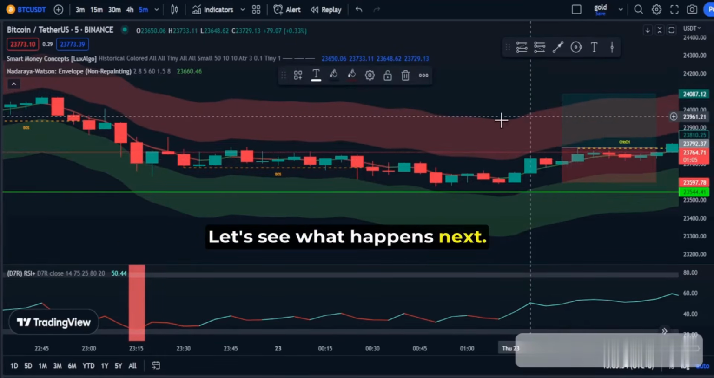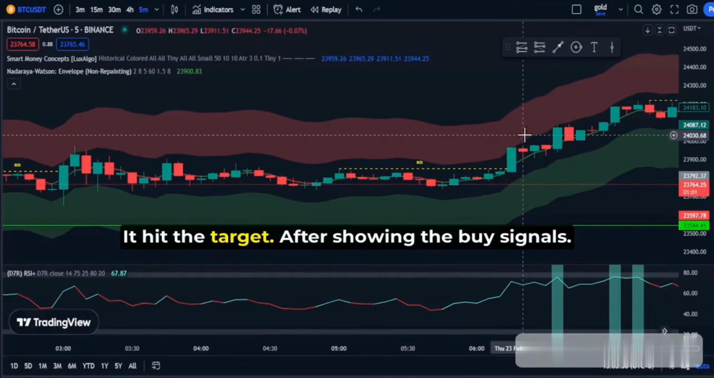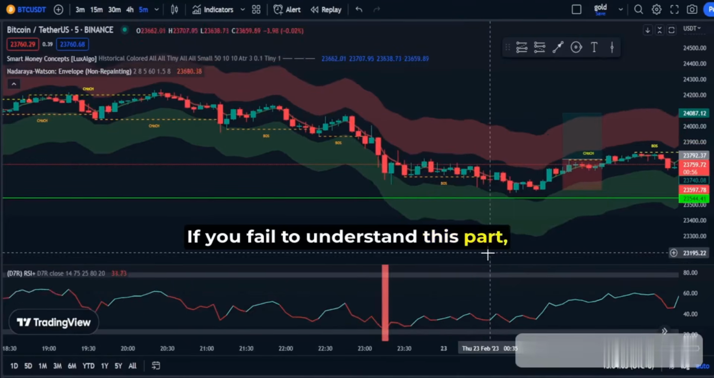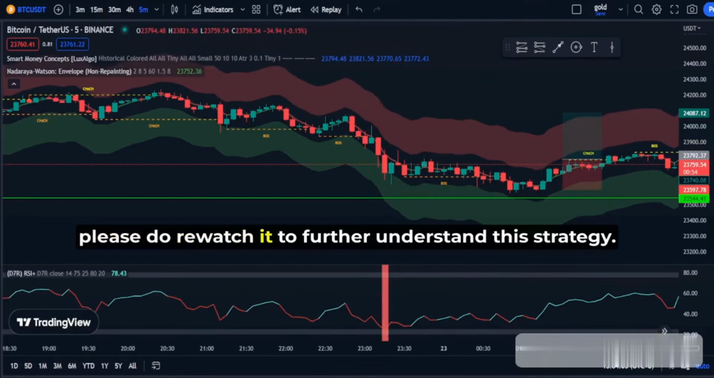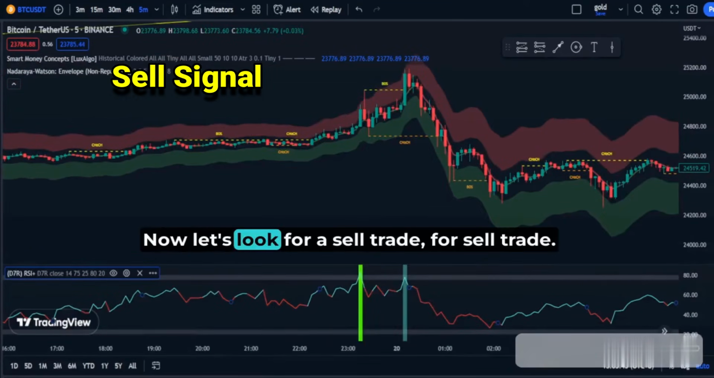Let's see what happens next. It hit the target. After showing the buy signals, if you fail to understand this part, please do rewatch it to further understand this strategy. Now let's look for a sell trade.